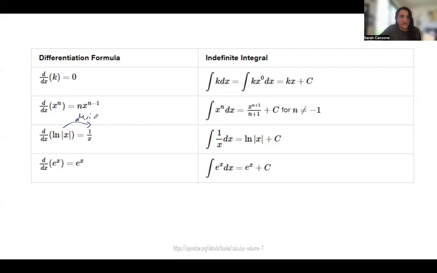So this is the derivative, but then this way for the antiderivative. So it's really about changing your perspective a little bit. Here we've already done this one. Obviously, the derivative of e to the x is e to the x. Therefore, the integral of e to the x is also e to the x.